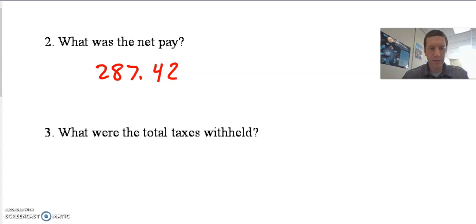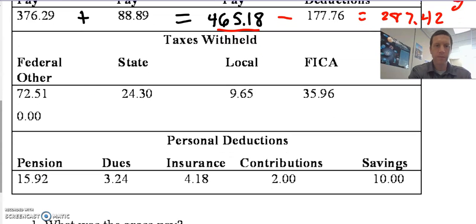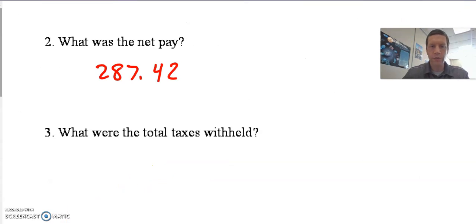What were the total taxes withheld? Let's go to the tax section. You can add those together. So that gives me $142.42 for the taxes.